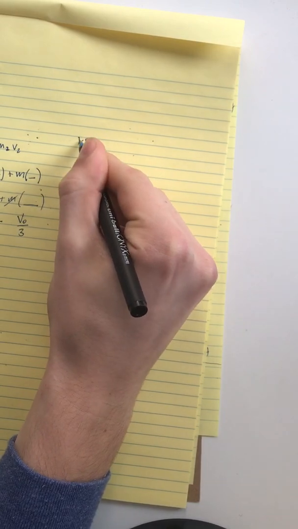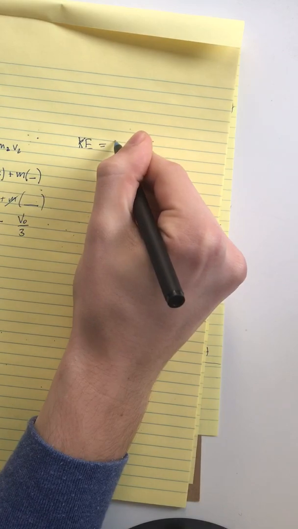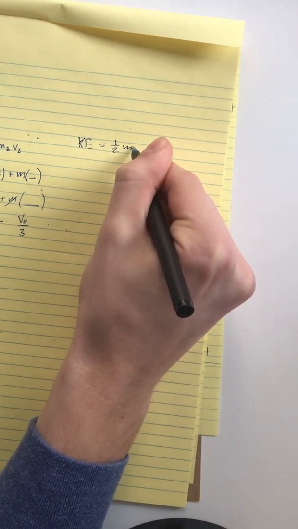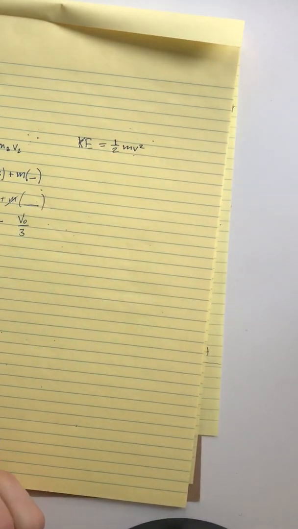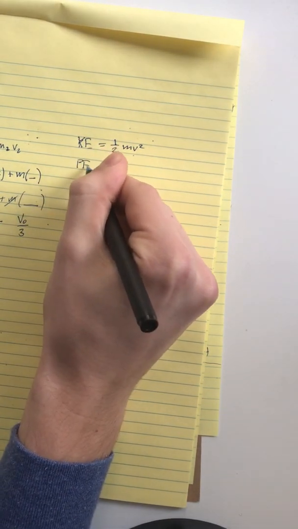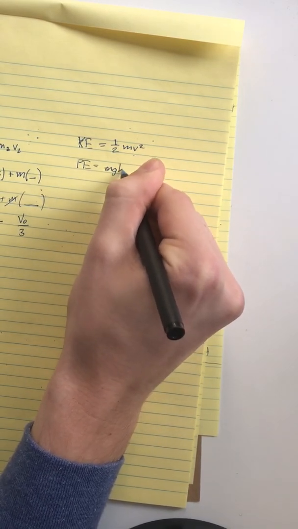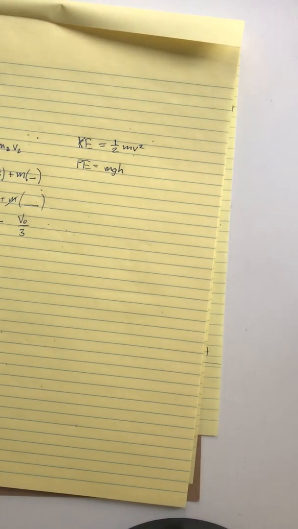Kinetic energy, which is 1/2 mv squared. Right? An example of kinetic energy would be just something moving, and potential energy is mgh. So that's potential energy.